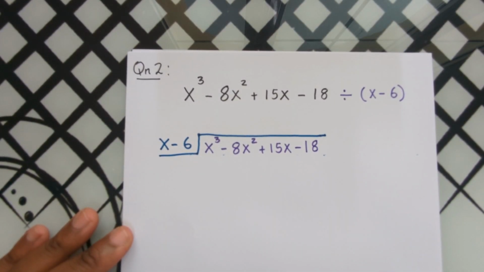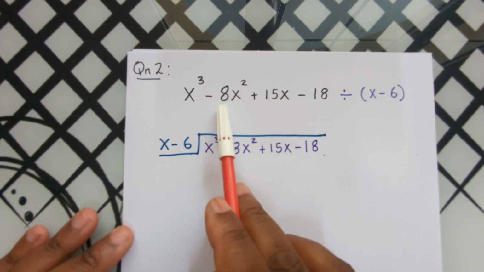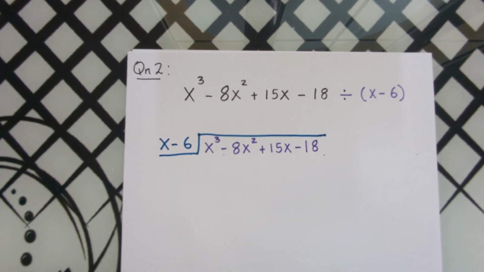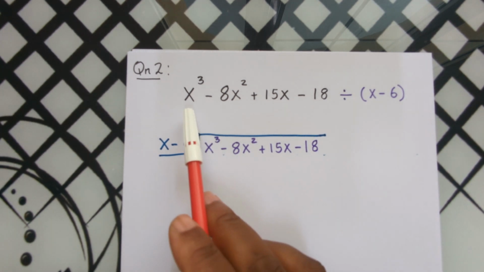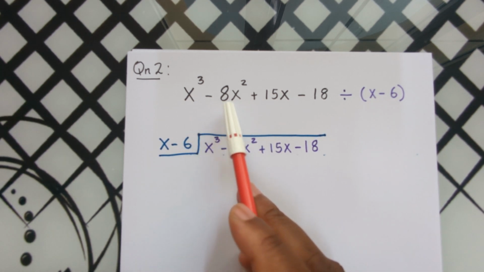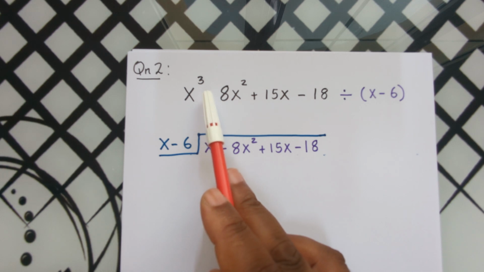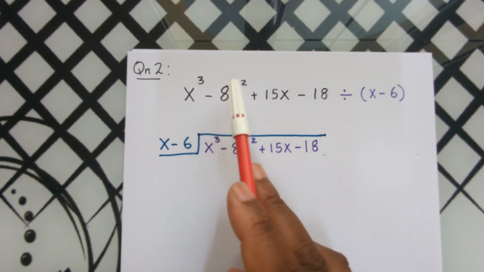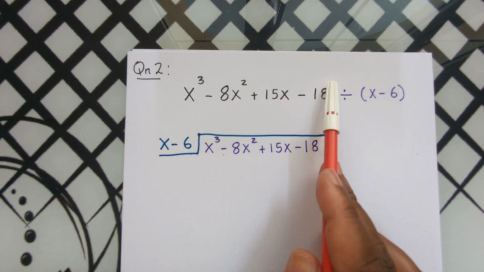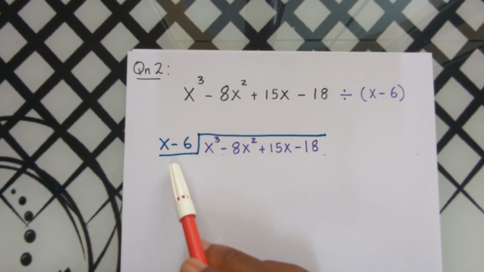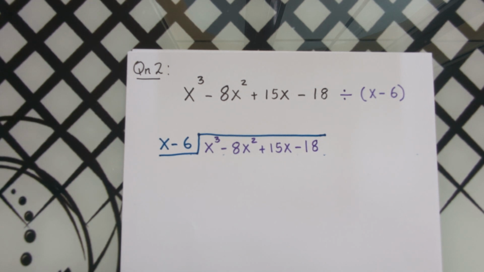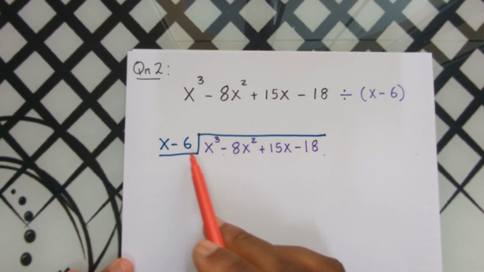Let's move on to the second question, which reads x to the power 3 minus 8x squared plus 15x minus 18 divided by x minus 6. So like I said before, make sure that your polynomial is arranged in descending order, looking at the exponents. Our first exponent is 3, followed by 2, followed by 1, and lastly followed by 0. So we write our polynomial like this with our x minus 6 on the left side, and let's do the division.